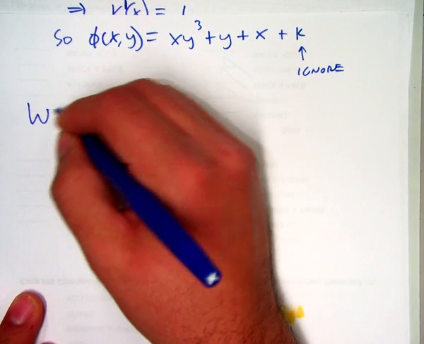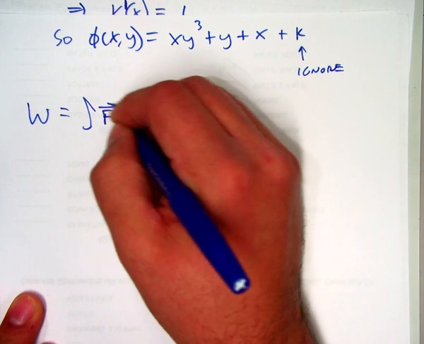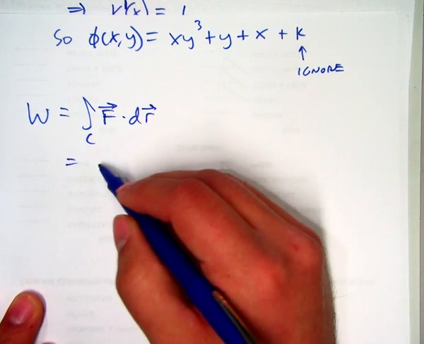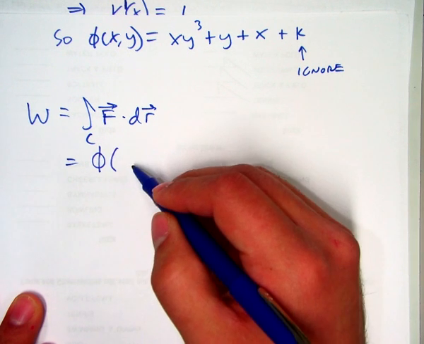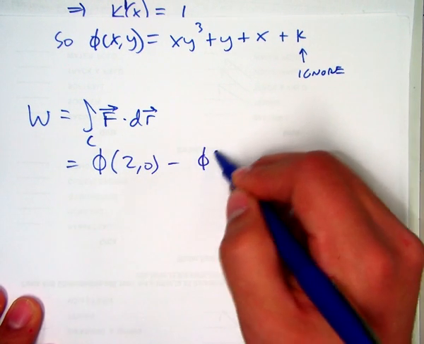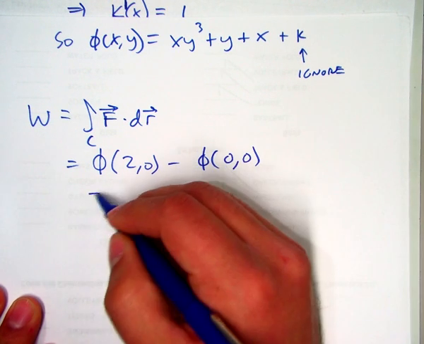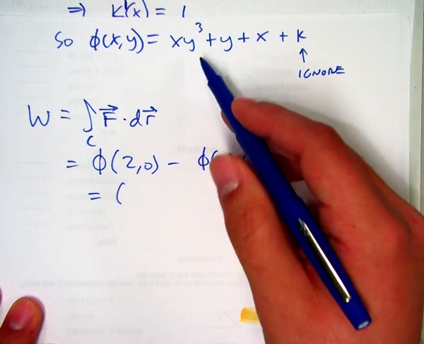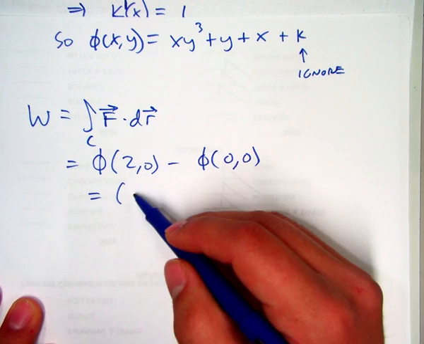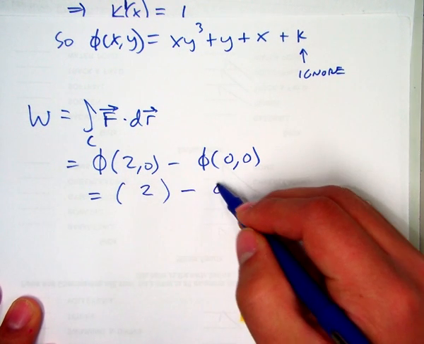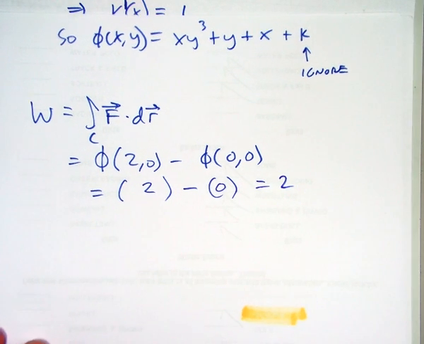Okay. So, work, which is F dot dr, is simply going to be now phi of, what was our endpoint? (2, 0), minus phi of (0, 0). When you plug in (2, 0), x is 2, that's 0, that's 0. You get 2 minus, everything is 0. So 2. Okay?